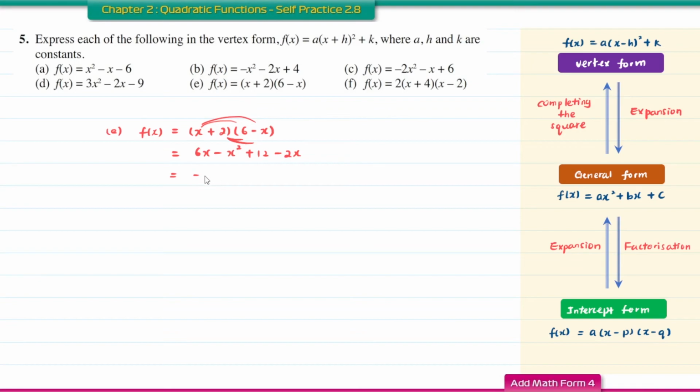So you're going to have minus x squared. So 6x minus 2x, you're going to have plus 4x plus 12. So this part here is the general form.